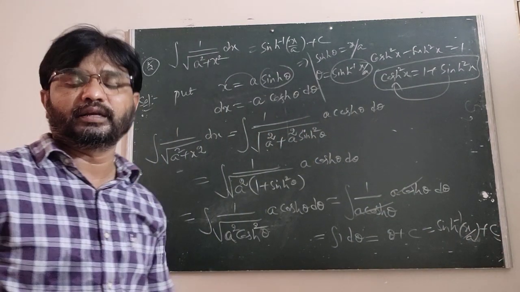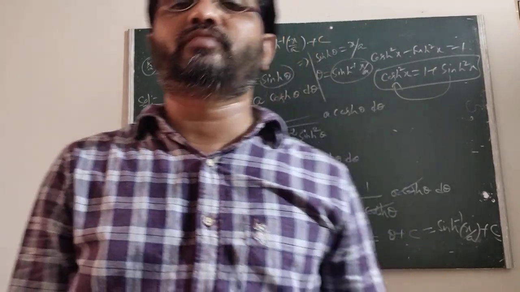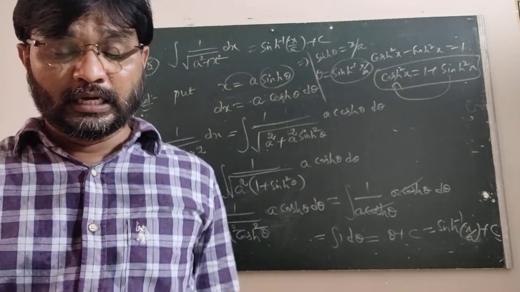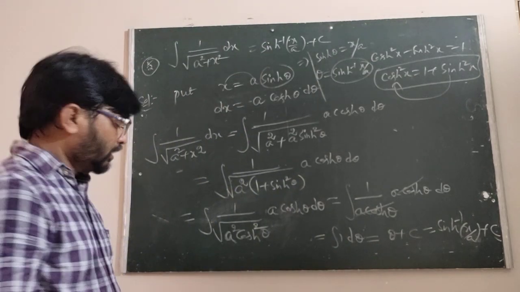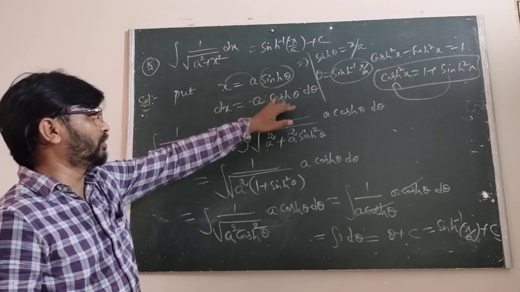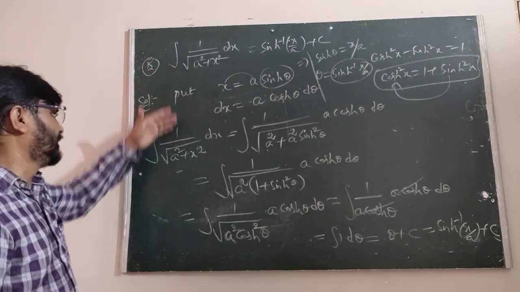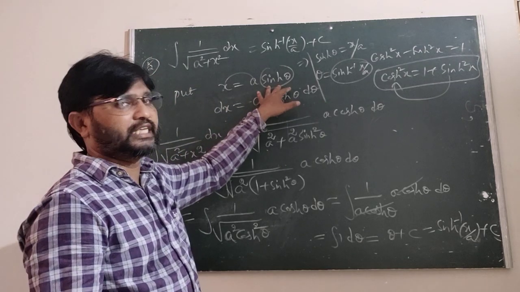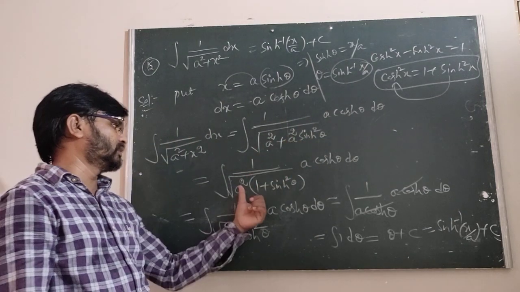This is the fifth one. Integral 1 upon a square plus x squared dx is sin h inverse of x by a plus c. In this case, we are taking x equal to a sin h theta. After differentiation, we get the derivative of x, dx. Derivative of sin h theta is cos h theta into d theta. Now taking the integral 1 upon under root a square plus x square, where x is a sin h theta, that means a square sin h square theta. Now the a square term is taken out.